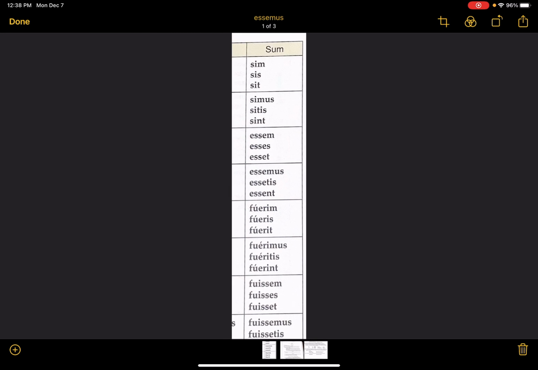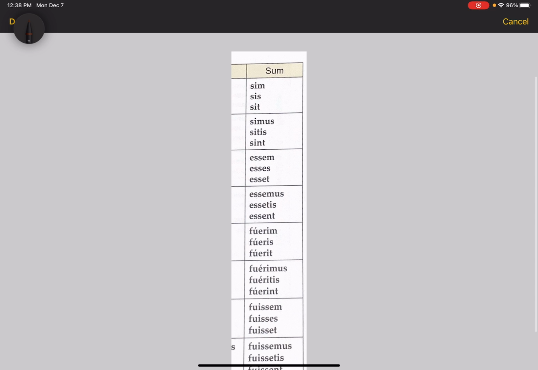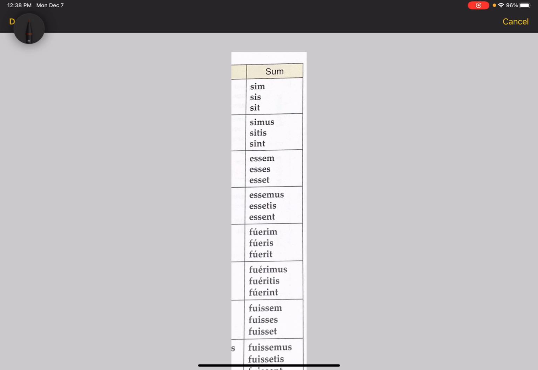So here's the subjunctive of sum. This should be a review. You notice sim, sis, sit, simus, sitis, sint. In this present subjunctive, the only difference between the subjunctive and the indicative is the I instead of U and E. So in the indicative, we have sum, es, est. Here we have sim, sis, sit.